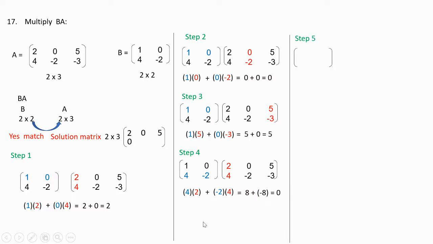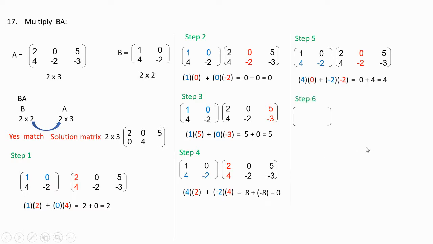Step 5. I'm going to multiply the second row times the second column in red. So 4 times 0 plus negative 2 times negative 2. This will be 0 plus 4, which will be 4. So 4 goes in the slot right there.